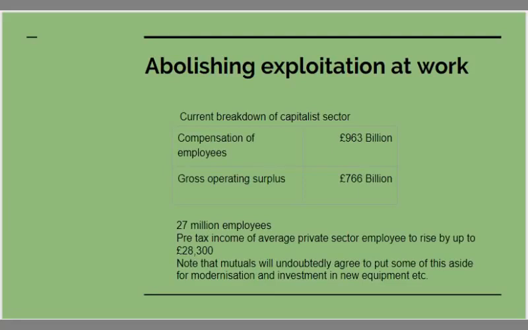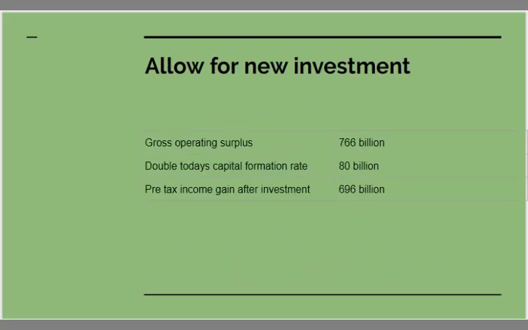Now, if all firms were converted into mutuals, i.e. ones which paid out all their profits to their employees, the mutuals would undoubtedly have to decide to set aside some of their operating surplus, not as wages, but as modernisation and investment in new equipment. But I went and looked at what the gross capital formation in the private sector last year was, 40 billion. Suppose we double it. Suppose you invest twice as much as the private sector was currently investing. That would mean that there would still be 696 billion free of property income which could be redistributed as wages. That's still an increase in pre-tax pay of 25,000 per employee on average.